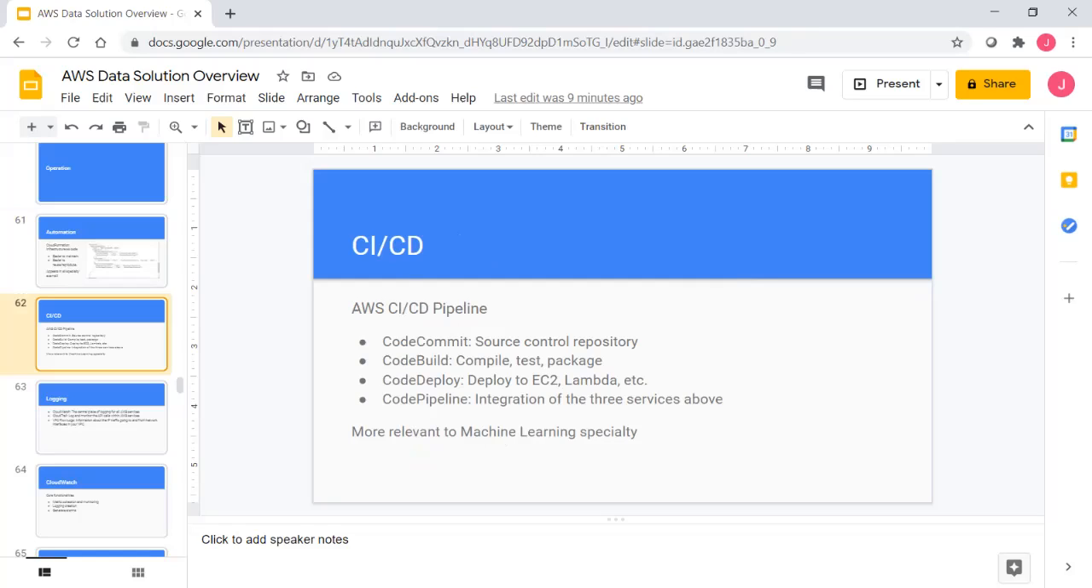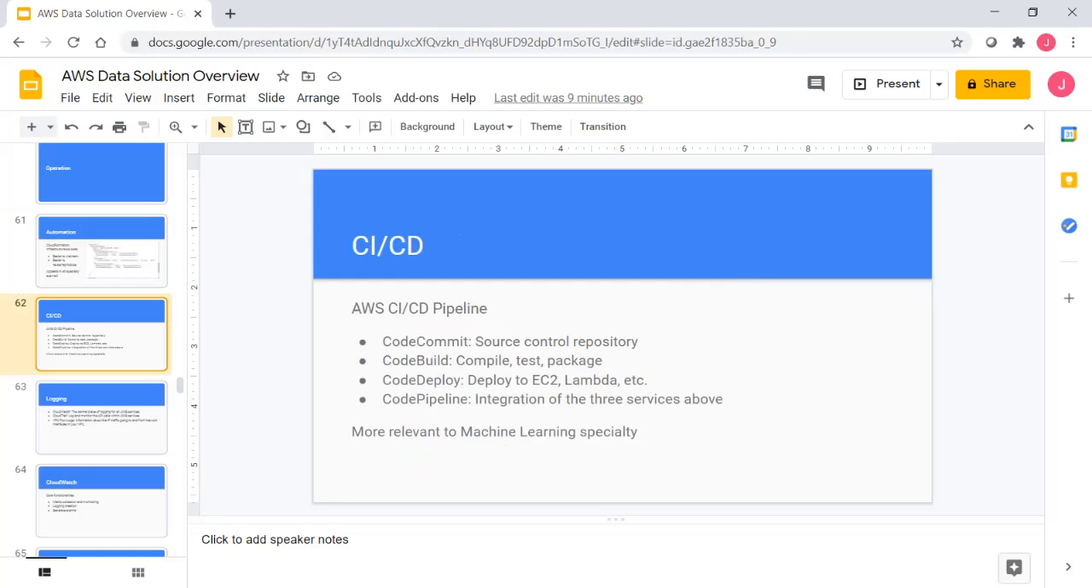And CI/CD stands for continuous integration and continuous development. Then there's one more CD, it's called continuous deployment. AWS has a series of tools and services that you can use for this CI/CD pipeline.